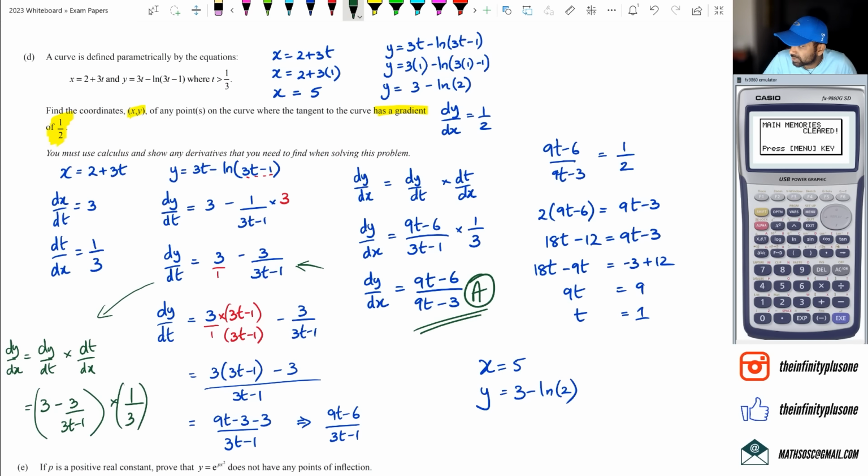As for merit, correct solution with correct dy dx is a merit. So you do need the final answer, which is x and y. So up here is what we're looking at for merit. Cool, let's go to the next question.